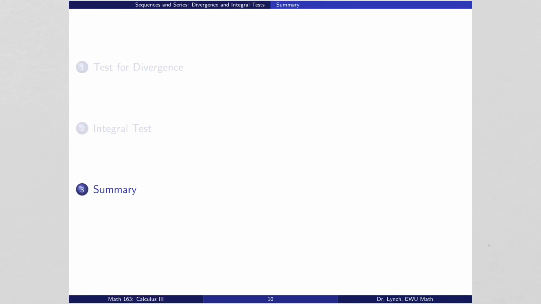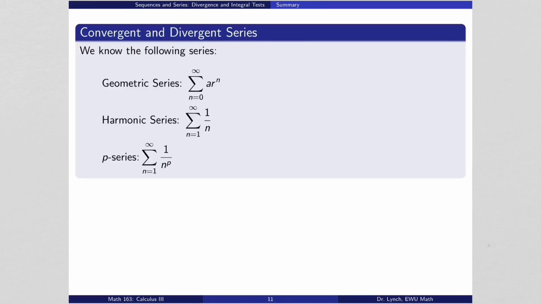Okay, so to sort of wrap up where we are at this point, there are several series that we know convergence of, and here are those series. One of those series is the geometric series. The geometric series can be expressed as a times r to the n, where n goes from 0 to infinity. This is one of the few series that we can actually find the sum of. This series is convergent when the ratio r in absolute value is strictly less than 1, and in that case, it converges to a over 1 minus r.